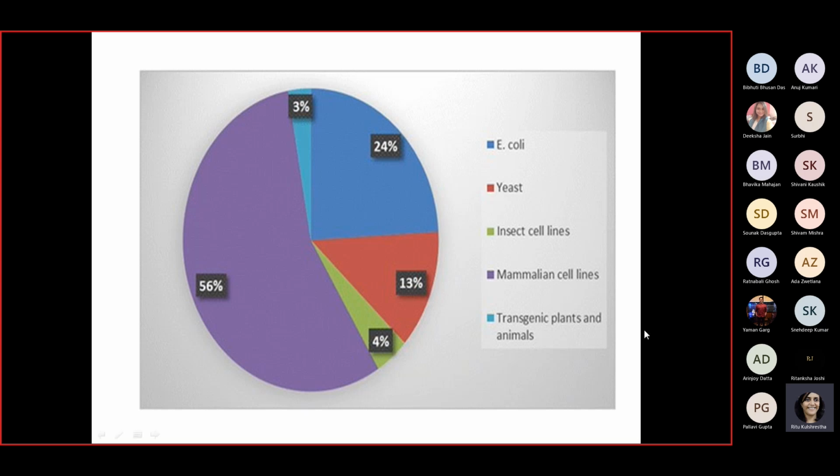So in those cases, you will go for mammalian cell lines because E. coli has not been efficient in doing post-translational modifications. But does that mean that E. coli and yeast, that market is completely off? No, obviously, because not all the proteins would require post-translational modifications.